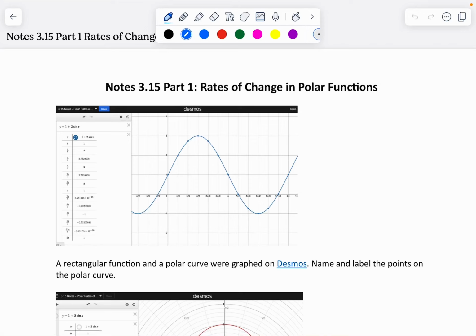Today we are doing section 3.15, the rates of change in polar functions. You know that AP wants to do rates of change with everything, so here we go.